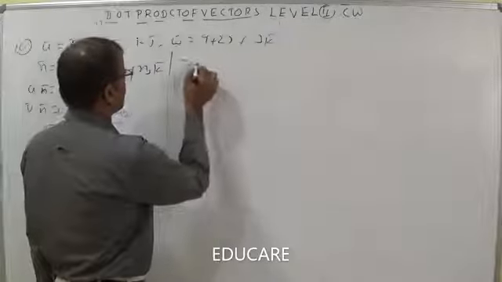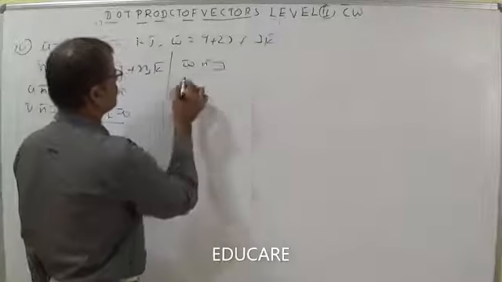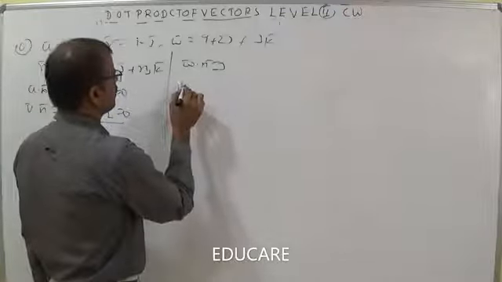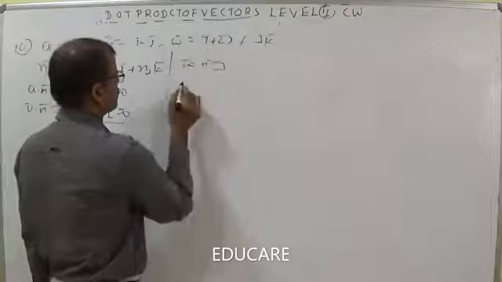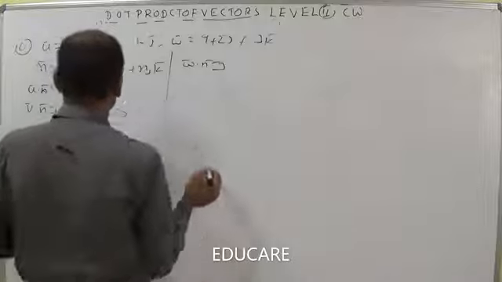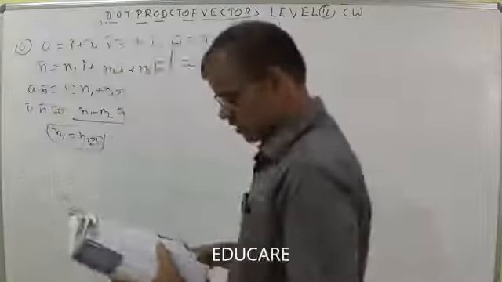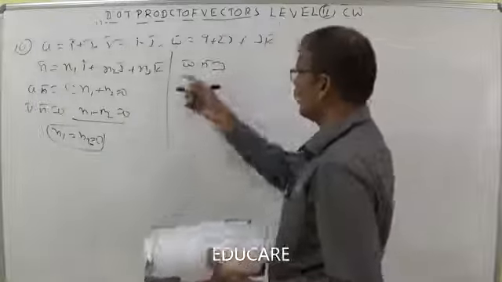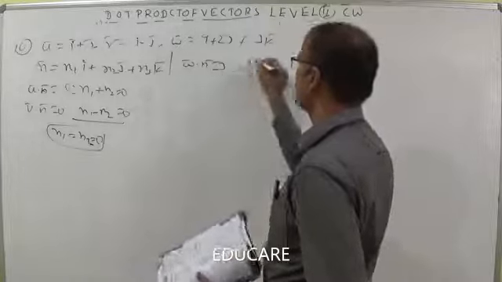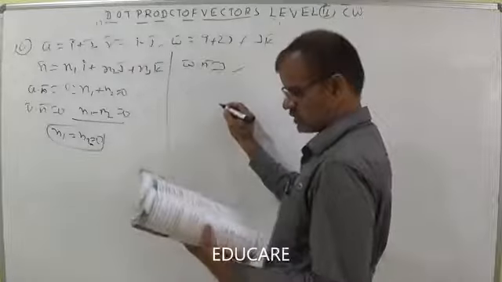Here W dot n bar is what we should calculate. Since n1 became 0 and n2 became 0, directly 3 you can write. Okay. Next, the 11th question.